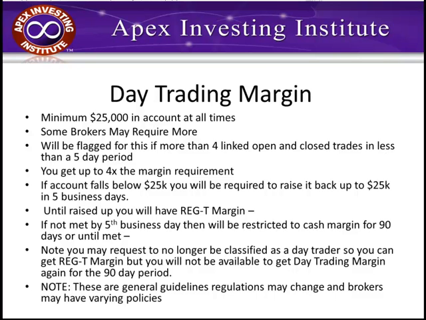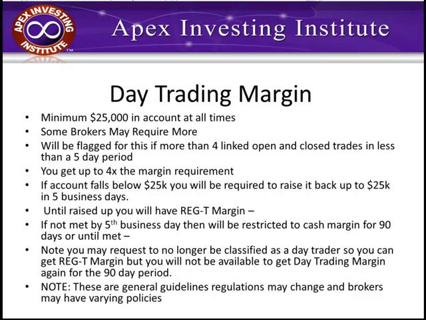If it does happen, you're going to be bumped immediately to Reg-T Margin if you drop below 25 grand. So if you had 27,000 in there and you lose 2 grand or $2,001, they're going to say, hey, get it back above 25. They give you 5 days to do that. They leave you on Reg-T Margin, and then if you don't meet it by the 5th business day, they're going to move you to cash margin for 90 days or until you bring it back up to 25,000.